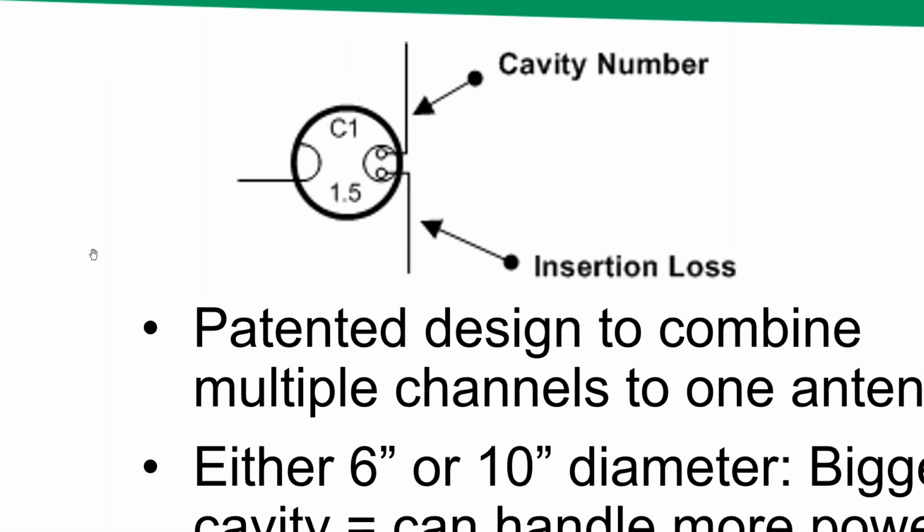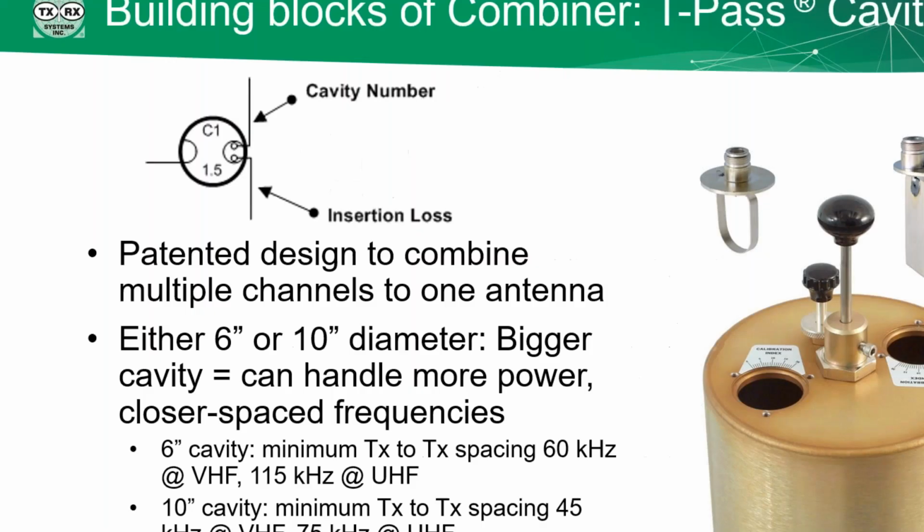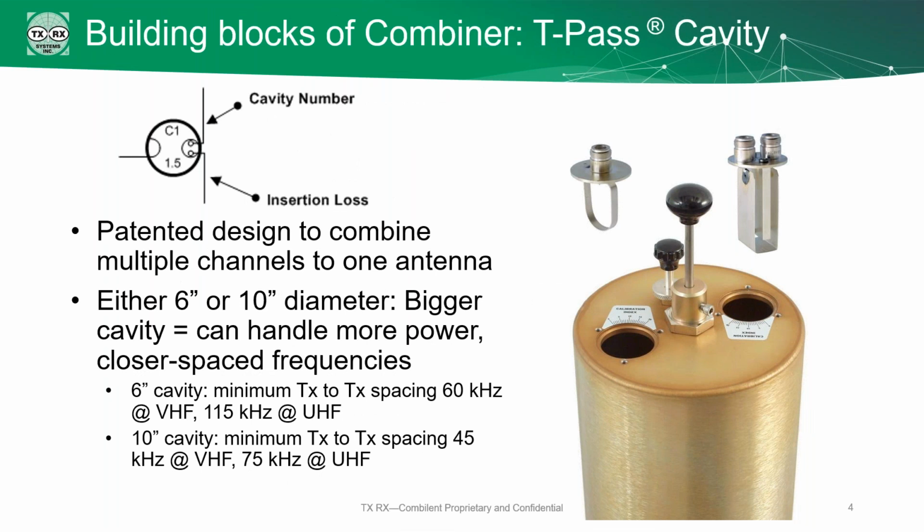The symbol on the top left is what you see in your system design drawing to represent the TPS cavity. The C1 in the circle indicates that it's the first cavity in line, and the 1.5 indicates the cavity is set for 1.5 dB of insertion loss. This filter is available in 6 and 10-inch diameter. The larger cavity will provide better selectivity. If you have a more difficult frequency plan, such as tight transmit-to-transmit spacing, this may require the use of a 10-inch cavity.